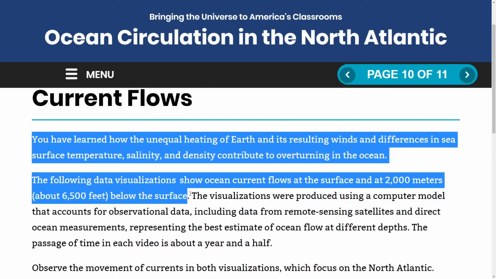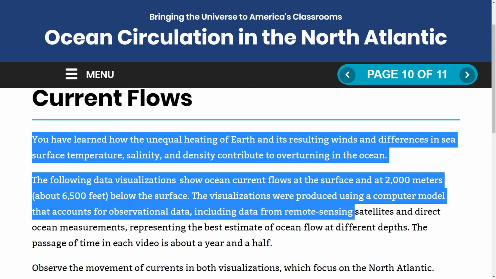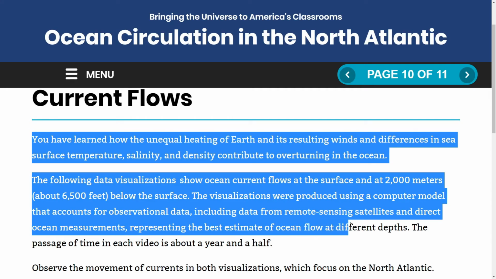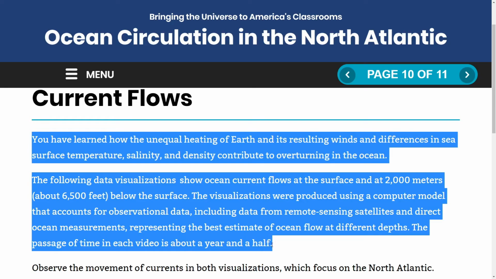the surface. The visualizations were produced using a computer model that accounts for the observational data, including data from remote sensing satellites and direct ocean measurements, representing the best estimate of ocean flow at different depths. The passage of time in each video is about a year and a half.